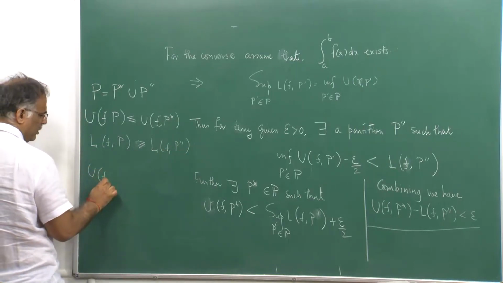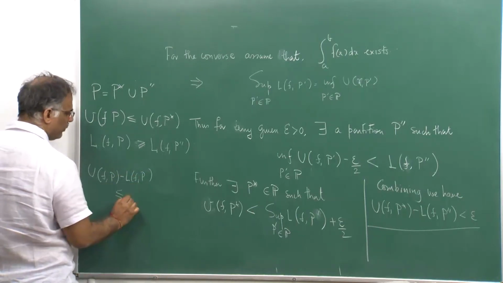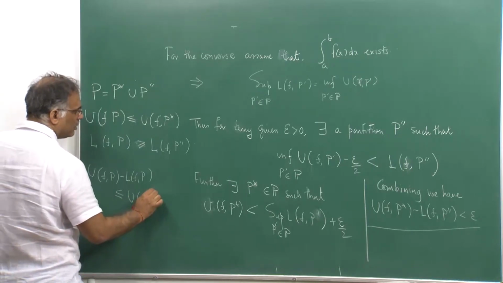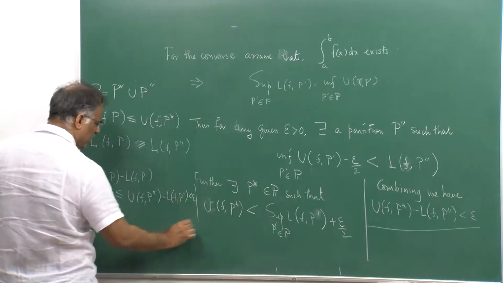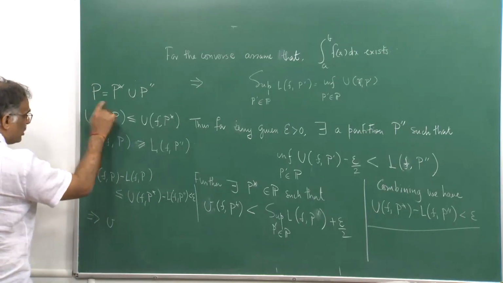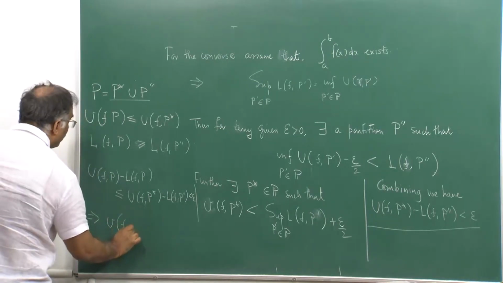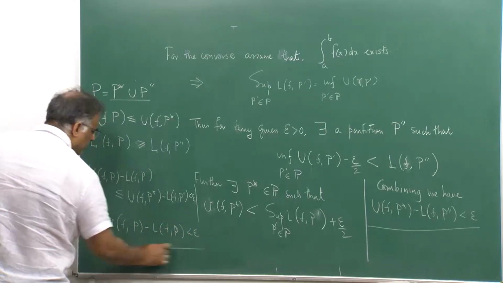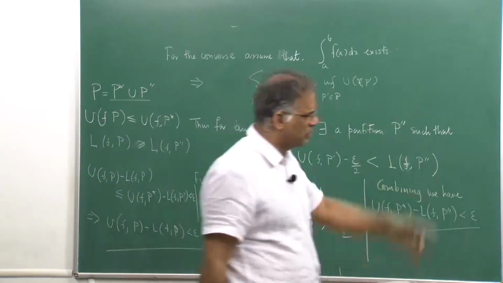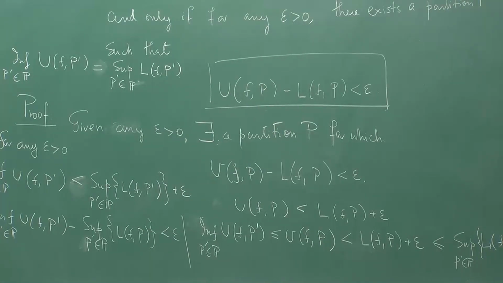So, if you combine them, then you will have U(f,P) minus L(f,P) is less than or equal to U(f,P star) minus L(f,P double dash), which is strictly less than epsilon. So, finally we conclude that I have got a partition P, which is the union of these two partitions. We have shown the existence of the partition such that U(f,P) minus L(f,P) is strictly less than epsilon. So, this shows the final conclusion. So, this is an if and only if condition for integrability of a function in the sense of Riemann worked out in the Darboux approach.